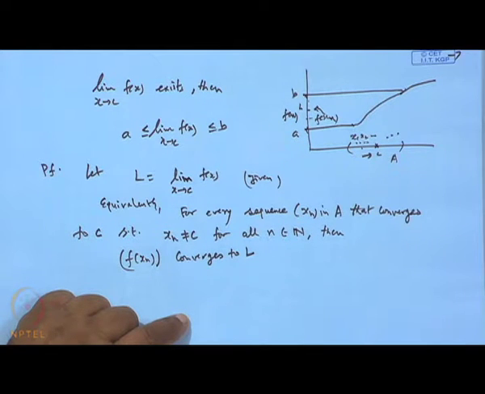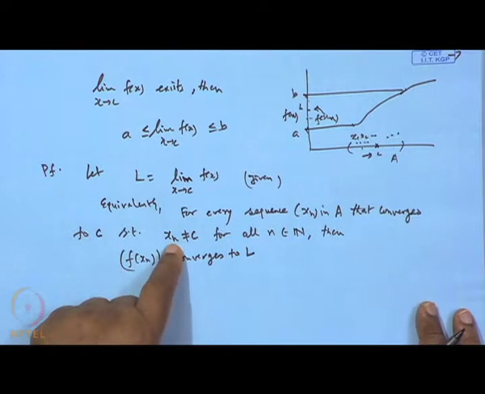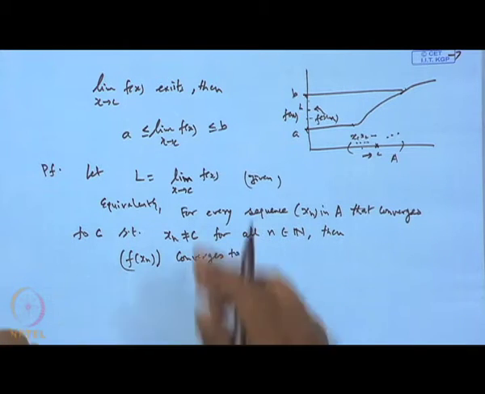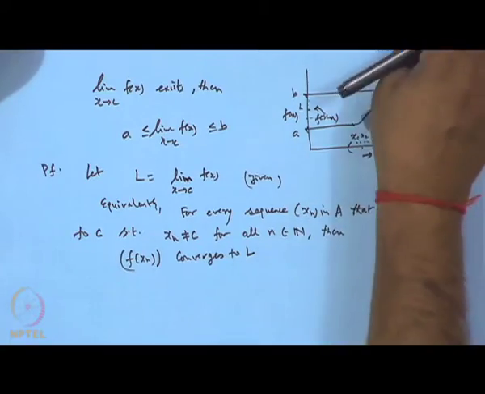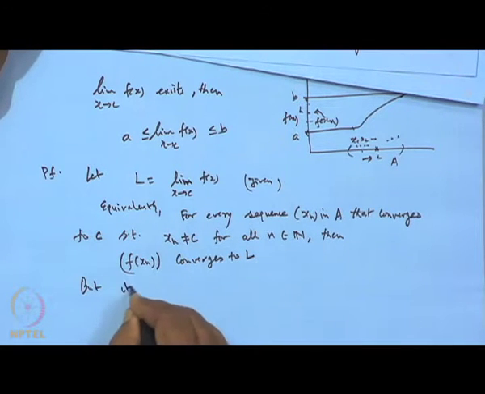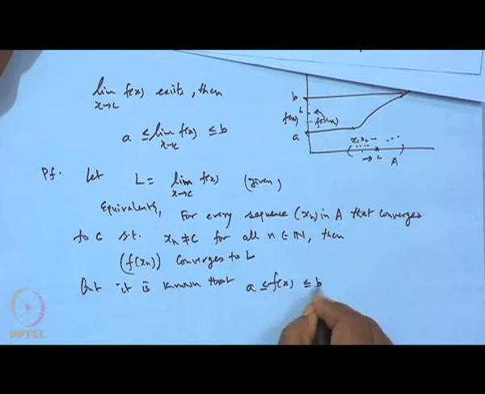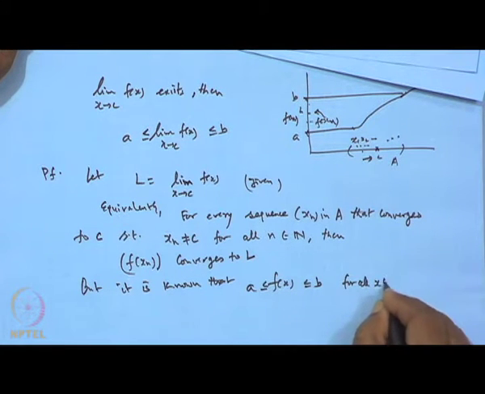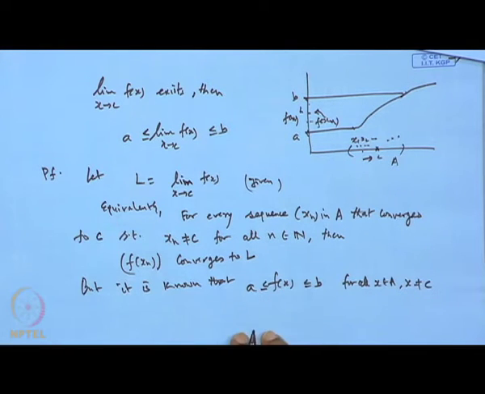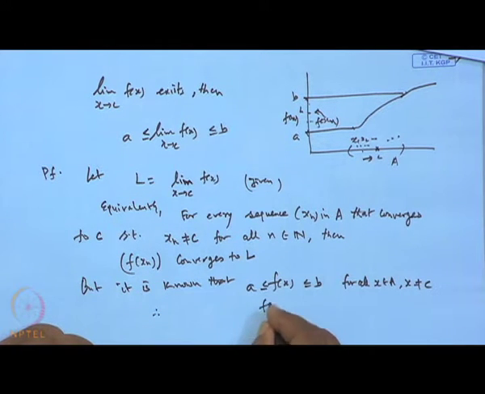Using this definition we can now prove it like this. Suppose a sequence x_n in A exists that converges to C, but all the points x_n are different from C; then the corresponding f(x_n) will converge. What is given is that f(x) always lies between A and B for all x belonging to A, x not equal to C. Here x_n is in A but different from C, so for such x_n the value f(x_n) will also lie between A and B, is it not.